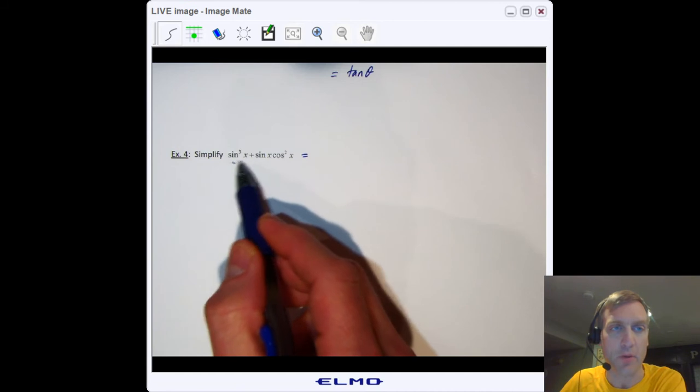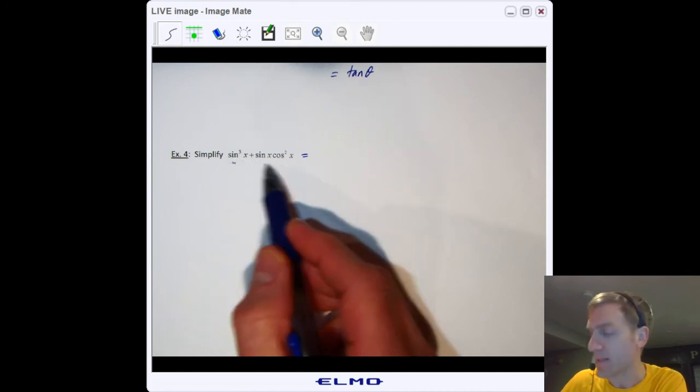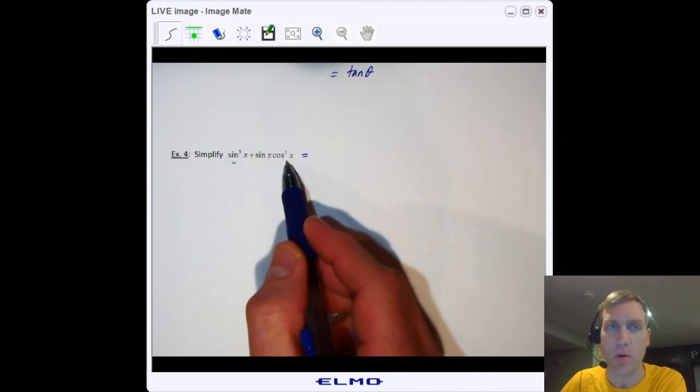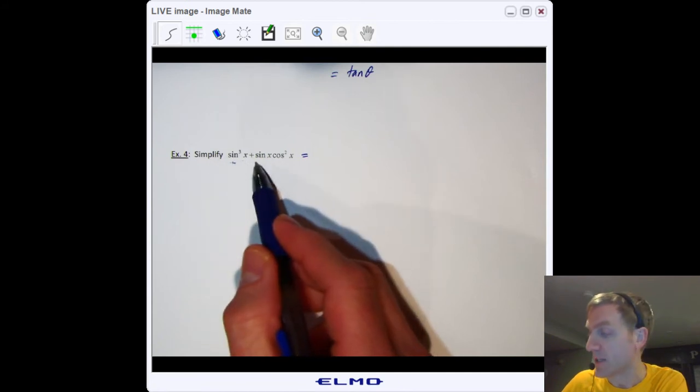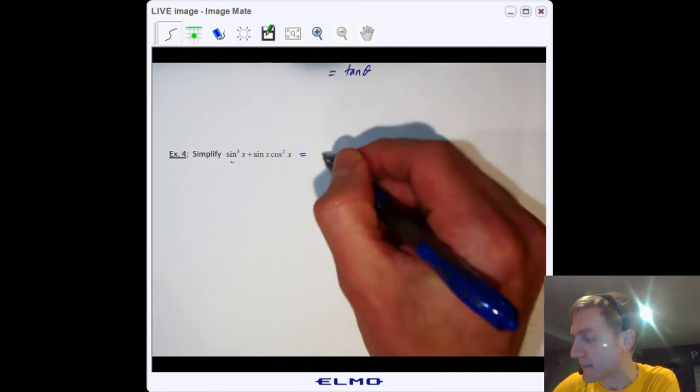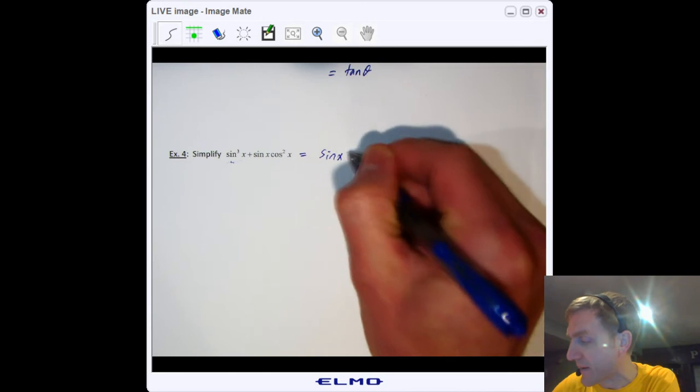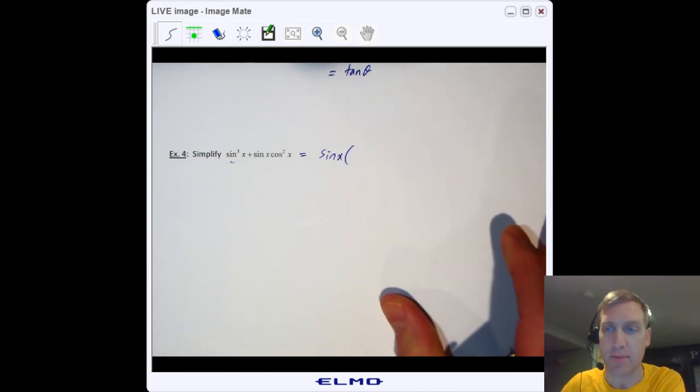Look what we have here. We have 2 terms. This has sine cubed x. This has sine x times cosine squared x. Both terms have a sine x, don't they? Both terms have a sine x. Since both terms have a sine x, I can factor it out. I can factor out that sine x.